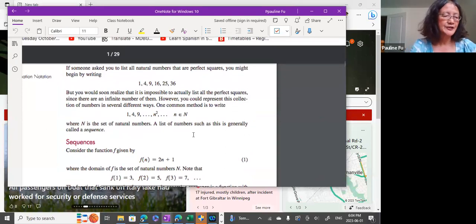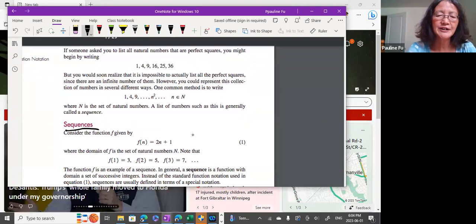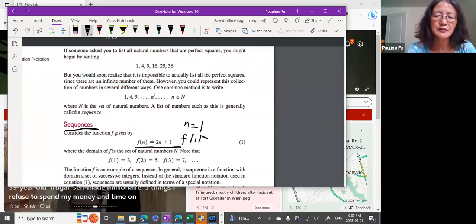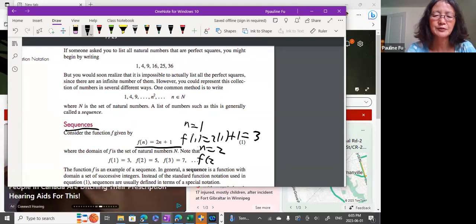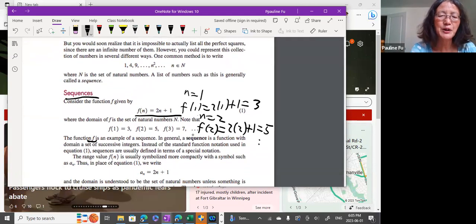So the first concept is sequences. If you consider the function f(n) equal to 2n plus 1, when n equals 1, you get f(1) equal to 2 times 1 plus 1 equal to 3. When n equals 2, you get f(2) equal to 2 times 2 plus 1 equal to 5, etc. So this f is an example of a sequence.